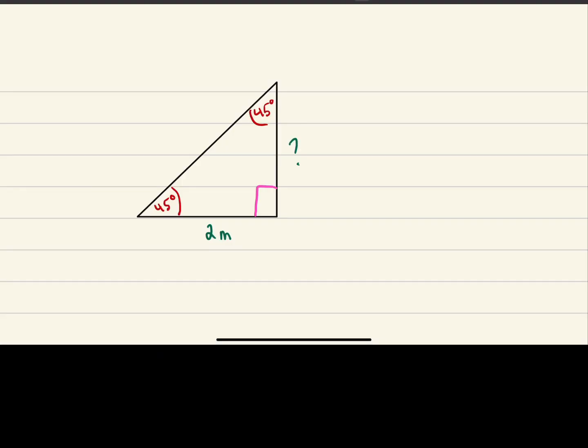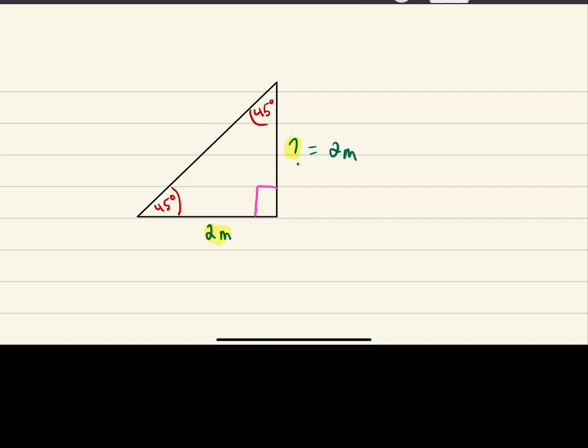If we have a 45 degree, 45 degree triangle here, and we know that one of the sides is 2 meters, but we don't know the other sides. Well, we know that the sides that are adjacent to the 45 degree angles are going to be equal to each other. There's a 1-to-1 ratio between this side and this side. So if that side is 2 meters, then we know that this here is 2 meters as well.